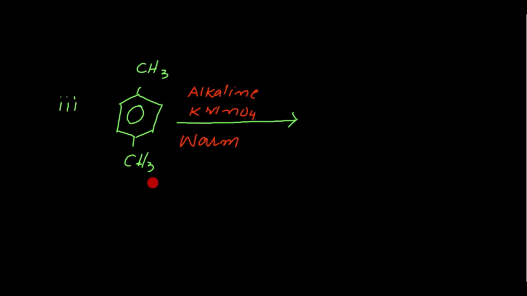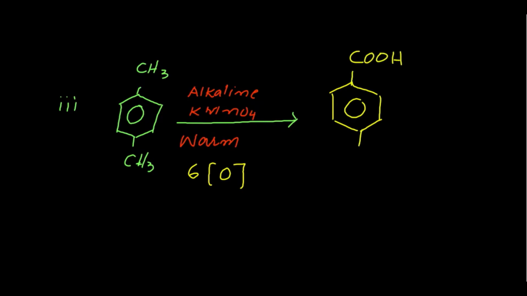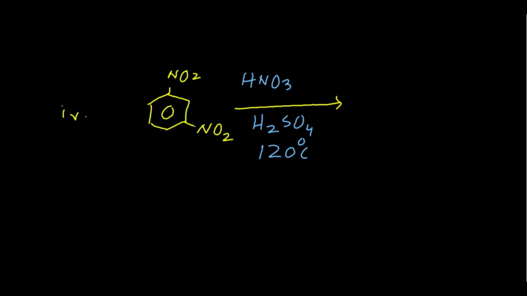Since there are 2 methyl groups attached to the benzene ring, we need 6 moles of nascent oxygen. So we write here 6 moles of nascent oxygen. Now the benzene ring remains intact, no reaction inside the benzene ring, right? Both the alkyl groups will oxidize to carboxylic groups. Both the alkyl groups oxidize to carboxylic groups, right students? So I hope this reaction is clear. Now let's see what is the next reaction.